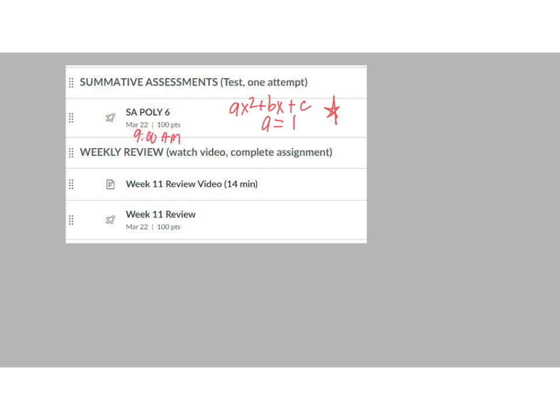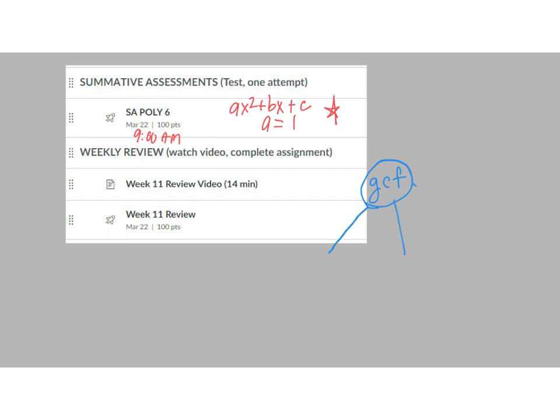But we also have a weekly review. And the weekly review now is taking all of our different types of factoring. This is where our end game is with this. We want to be able to look at a problem and be able to say, okay, how do I start this? Well, I know that if it has a greatest common factor, I have to take care of that first.